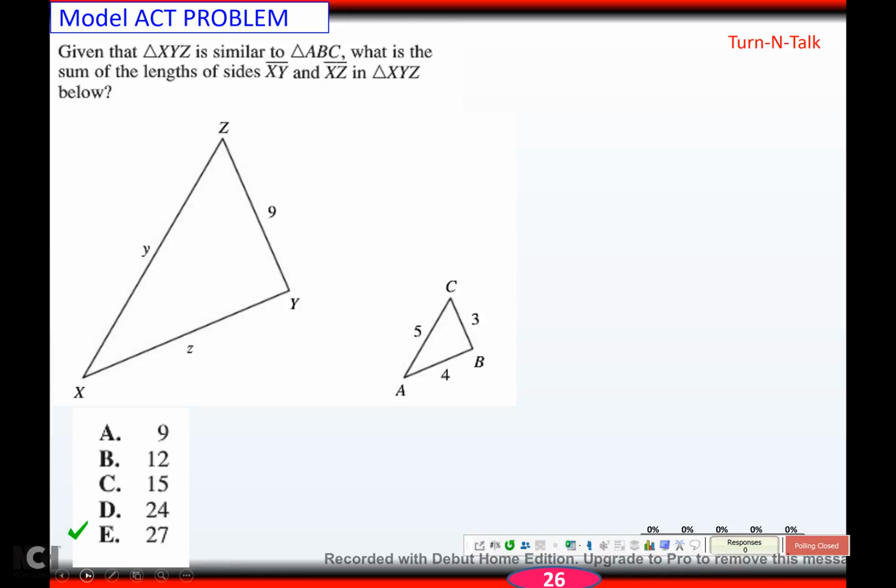Alright, so it says, given that XYZ is similar to ABC, and then I'm going to label my sides. This would be little x, little y, little z, little a, little b, little c. We know that they're similar, so the sides have to be proportional. So little x corresponds to little a, just as little y corresponds to little b, just as little z corresponds to little c.